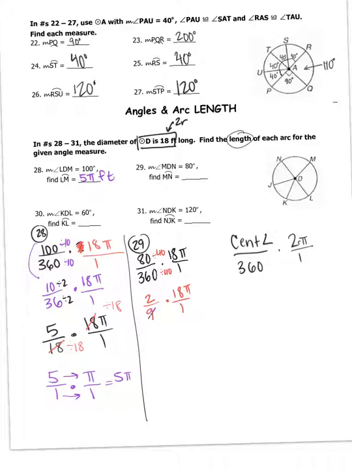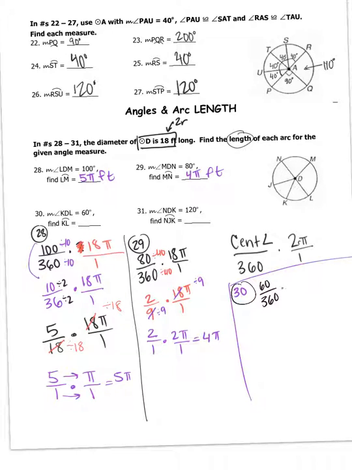Looking here, I see I can also reduce going crossways. So if I divide both those diagonals by 9, I have 2 over 1 times 2 pi over 1, which gives me 4 pi for my answer. 4 pi feet. Remember, we're measuring length here. Let's do number 30. I see the measure of angle KDL, and I want to find KL. So the measure of that angle is 60 over 360 total times the circumference of the circle.